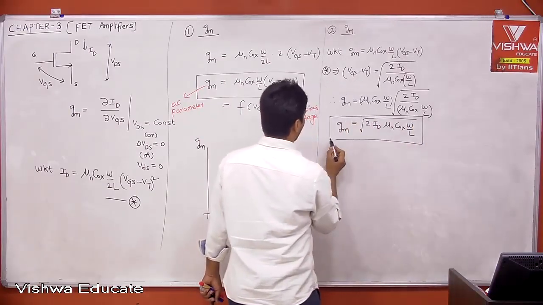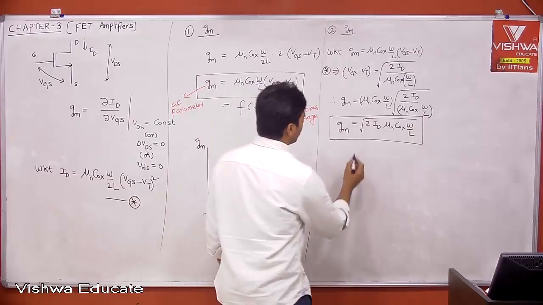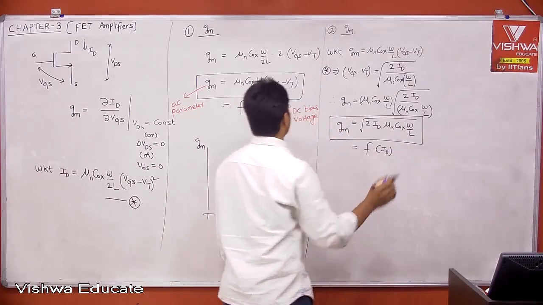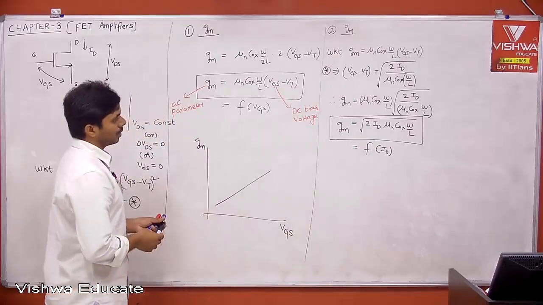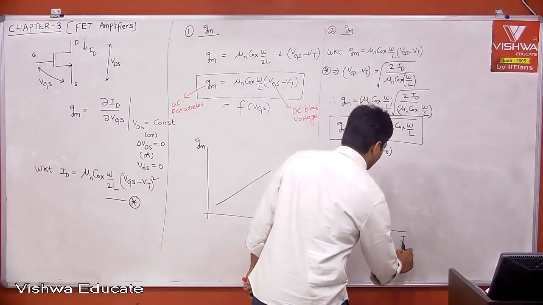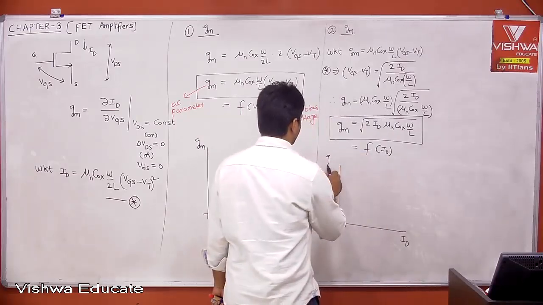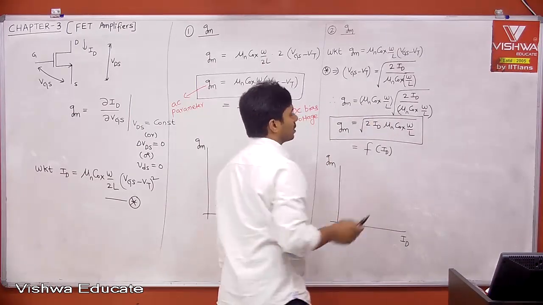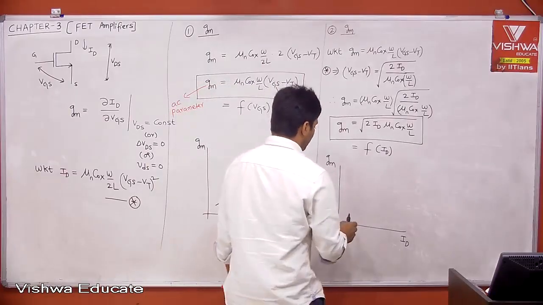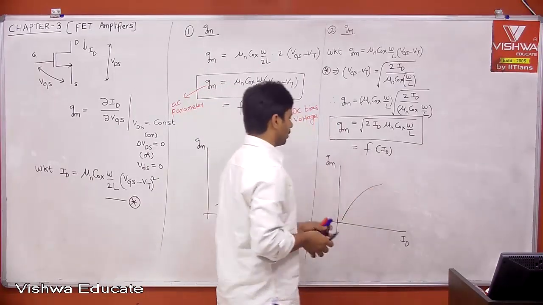This is the second form. But here it is a function of ID. If you ask me for the GM to ID relationship, this is your ID and this is your GM. Then y is equal to root x, then x is equal to y square. Then you will get GM like this, which is non-linear.